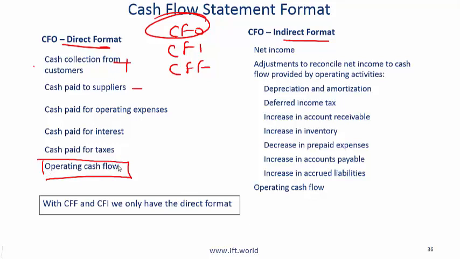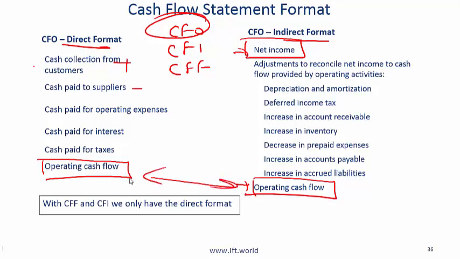And at the bottom you will have operating cash flow, which would be roughly analogous to your income as shown on the income statement. With the indirect format, you start with the net income as your top line and then make adjustments to show up with your operating cash flow. So with the direct format and indirect format, the bottom line is the same, but the top line and the middle lines are different.